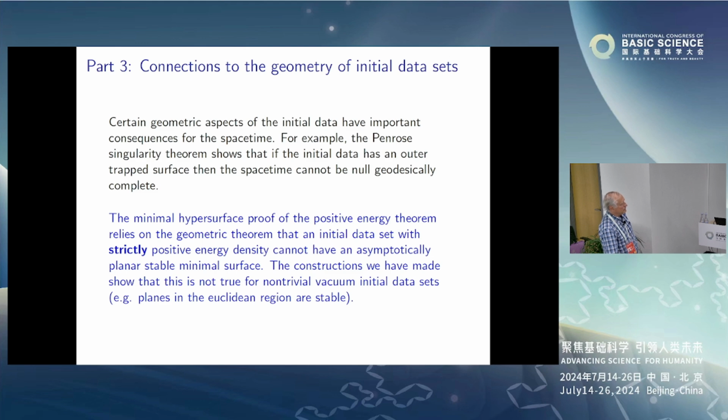And so there's a geometric theorem that if you have an initial data set with strictly positive energy density, so in the p equals 0 case it would mean the scalar curvature is strictly positive, then in fact it cannot have an asymptotically planar stable minimal surface. And so the constructions we have made show that without the strict condition, that's not true. So those solutions that are localized in a cone, of course, it's Euclidean in a half space. And so there are lots of Euclidean planes which are stable minimal surfaces.